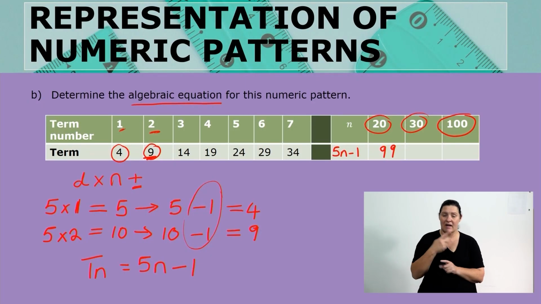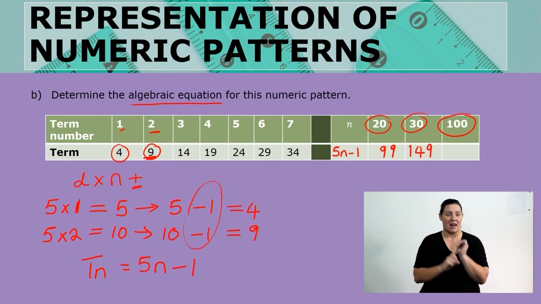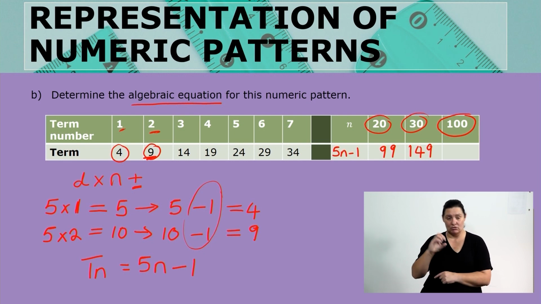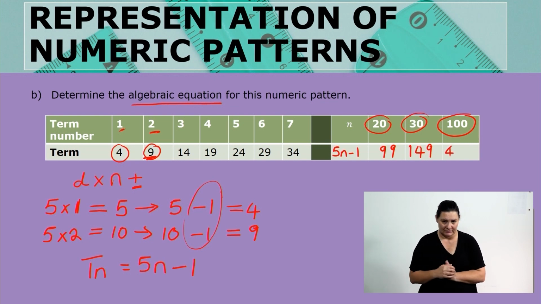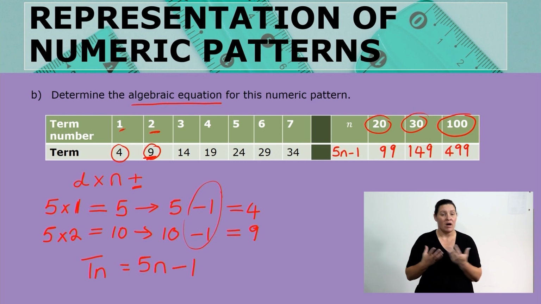And if I say 5 multiplied by 30, and then we subtract 1, what is the answer going to be? If you have 149, you are absolutely correct. And then the last one, if I say 5 multiplied by 100, and then we subtract 1, our answer is going to be 499. If you have the same answer there, well done to you.